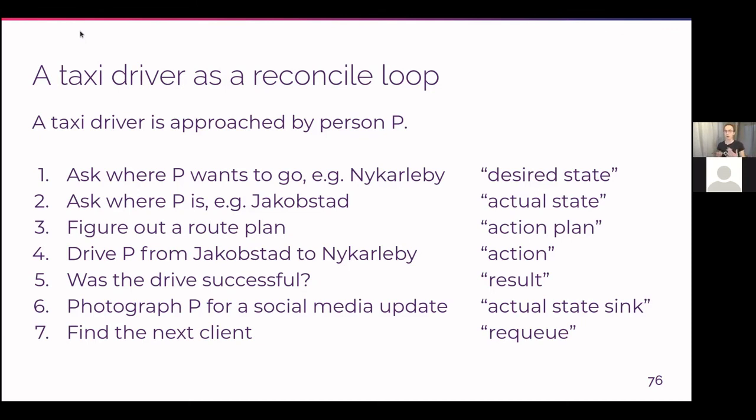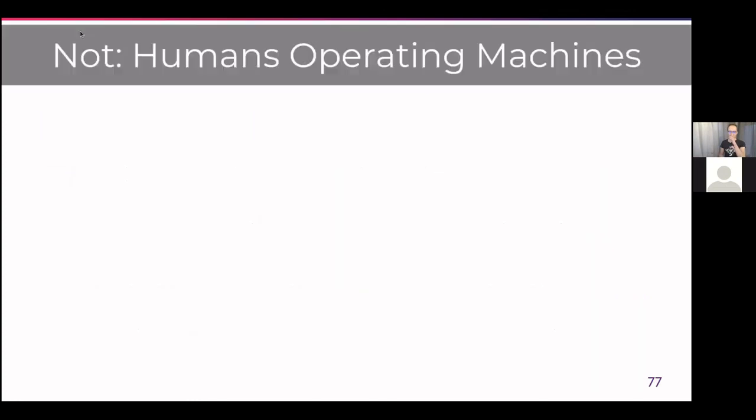Maybe the taxi driver wanted to go to Nykarleby, but into the GPS they put Karleby, and then they ended up in Kokkola. And that was not the desired result. But still, there will be some result. And then they will make some kind of report to someone else that, okay, now I have driven this person to Nykarleby, and that's maybe a social media update or something like that. And then they will find the next client, and then it goes on and on.